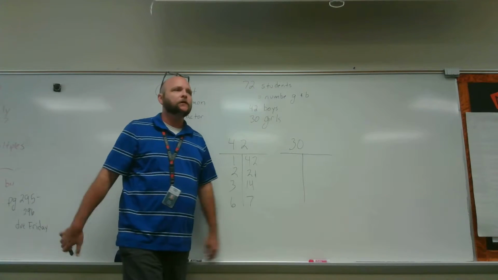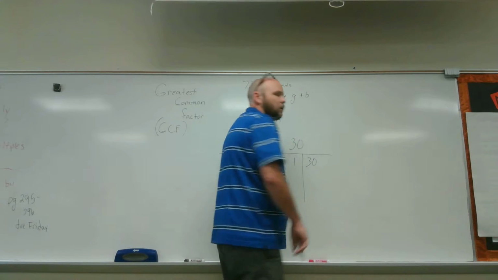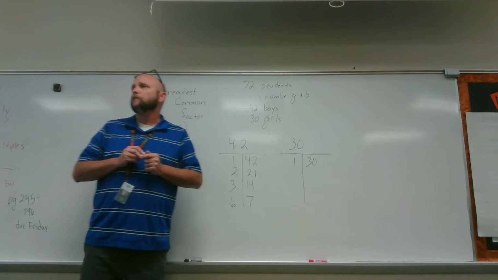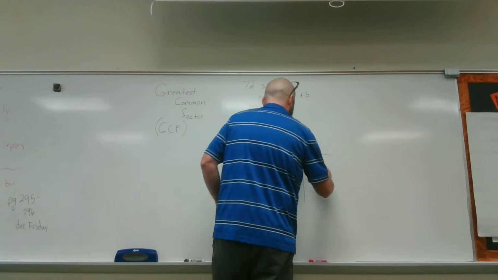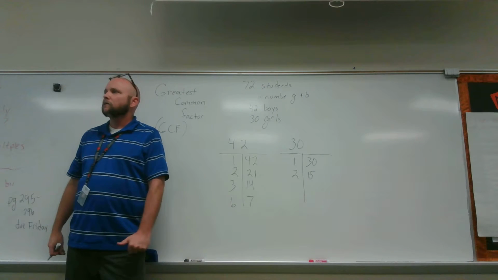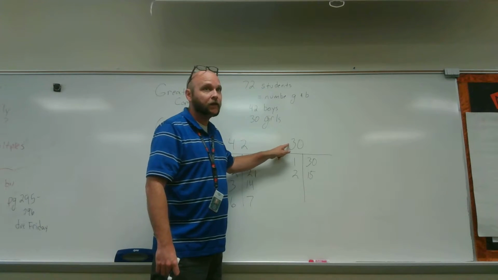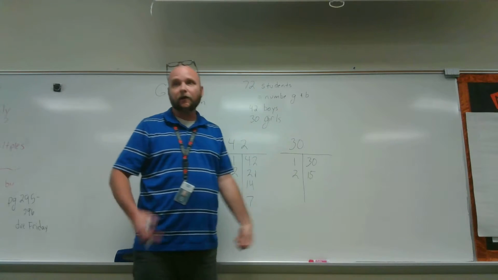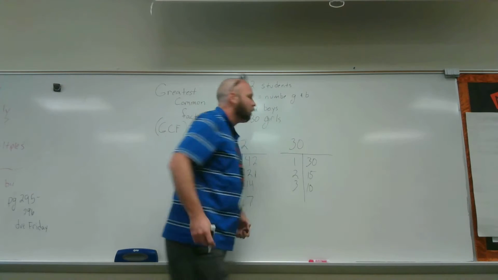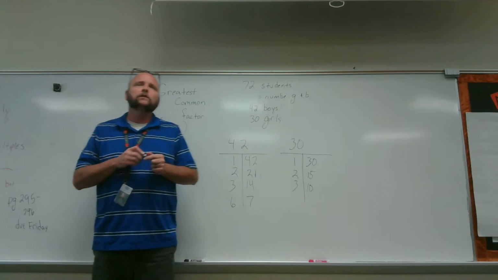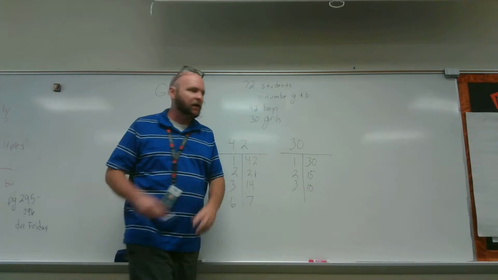We're going to do the same thing for 30. Obviously, we start with 1 and 30. Is 30 divisible by 2? Yes, 2 times 15. Is 30 divisible by 3? Yes, 3 times 10, because the sum of the digits, 3 plus 0, is 3, and 3 is a multiple of 3. So 3 and 10. Is 30 divisible by 4? No, 4 times nothing equals 30. 5? Yes. 5 and 6.